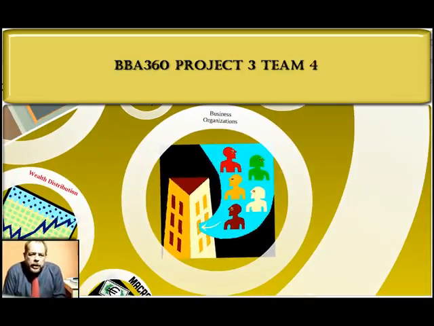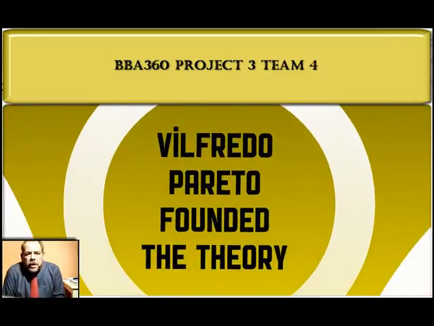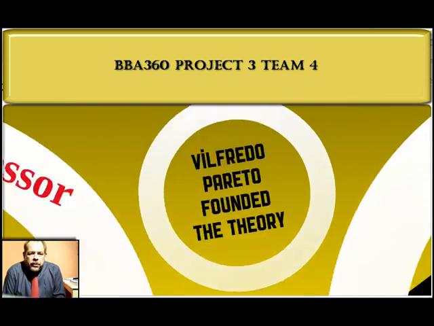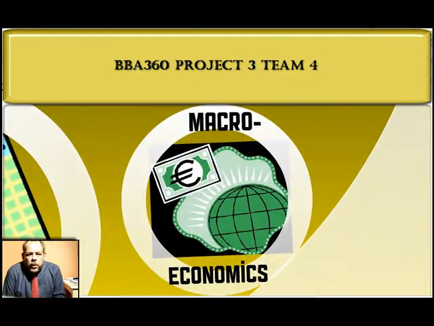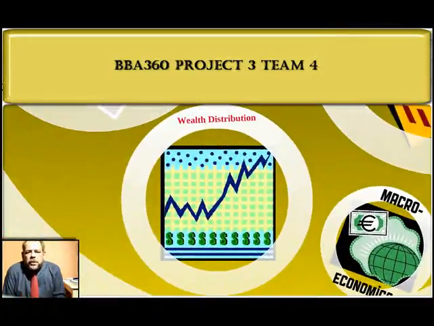The Pareto 80-20 rule is most commonly used in organizational and business management. However, its author, Professor Pareto, founded the theory while studying macroeconomic wealth distribution in England during the late 19th century. In his study, Pareto noted that 20% of the English citizenry owned 80% of the wealth, and with that, the Pareto 80-20 rule was born.